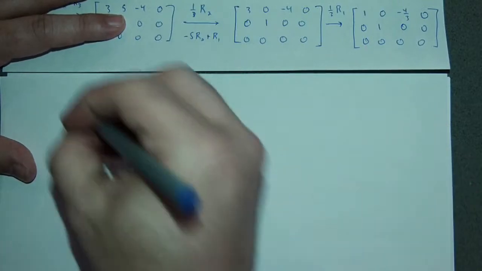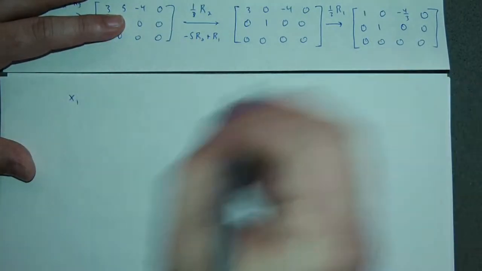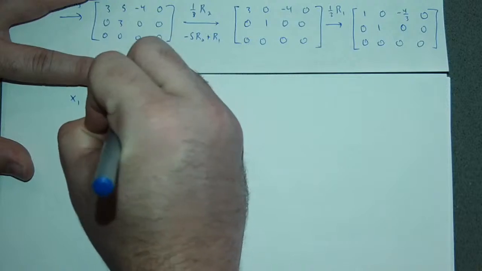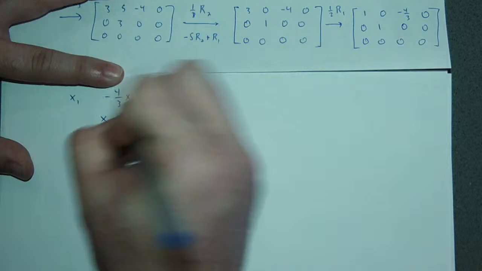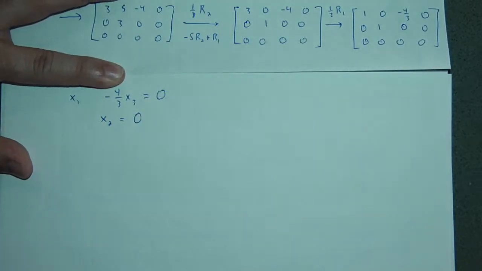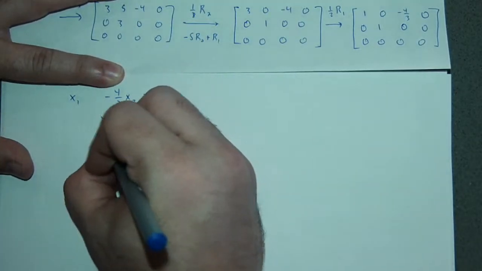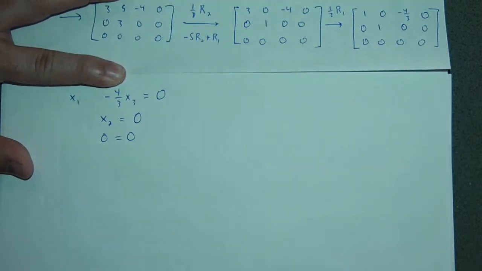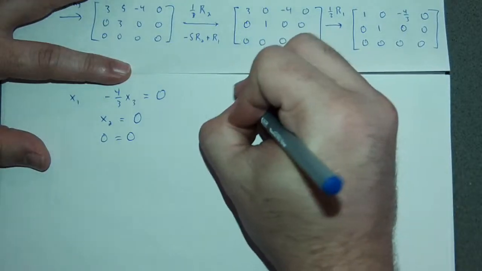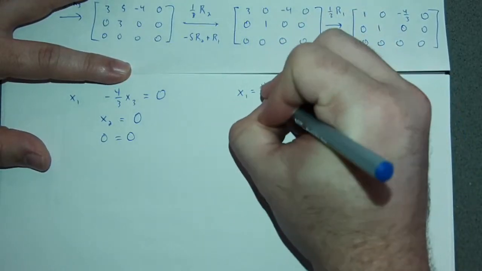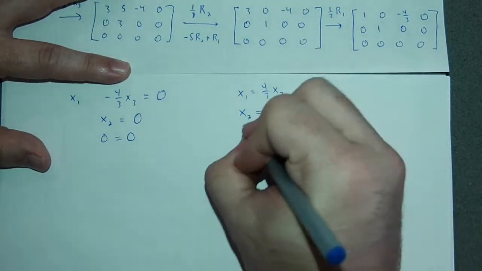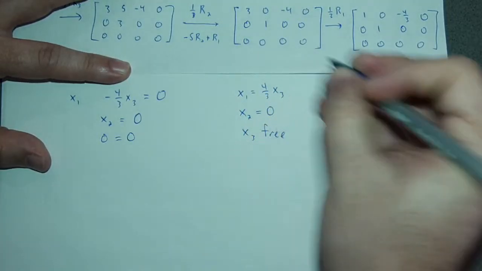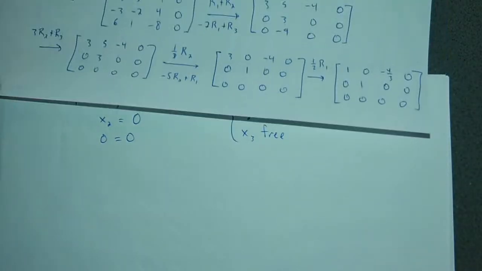Okay, so then what does this translate to in terms of the system? This is x sub 1 minus 4/3 x sub 3 is equal to 0, and x sub 2 is equal to 0, and x sub 3 is free, right? So 0 is equal to 0 is what I get there. And so what I end up getting is x sub 1 is equal to 4/3 x sub 3, x sub 2 is equal to 0, and x sub 3 is free. This is how I would have written my solution before.